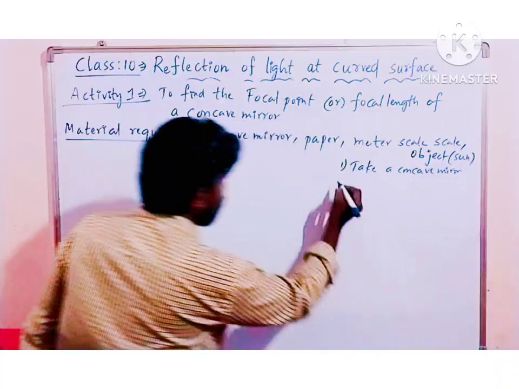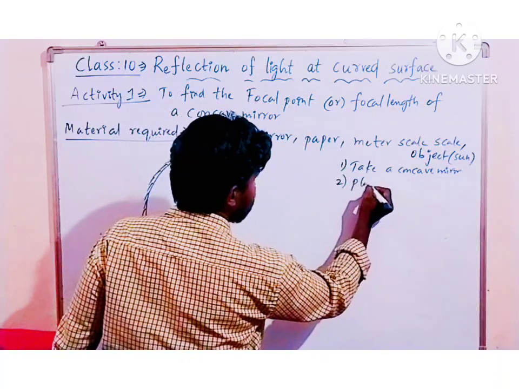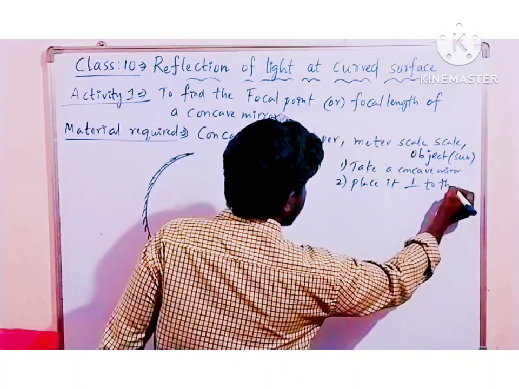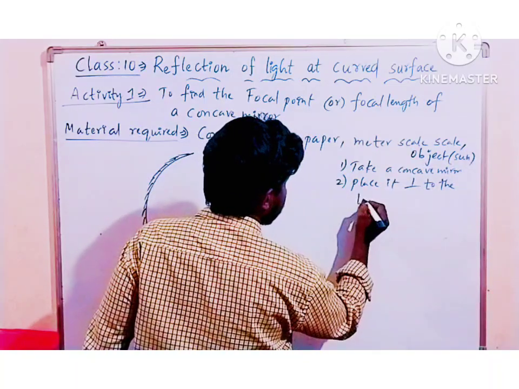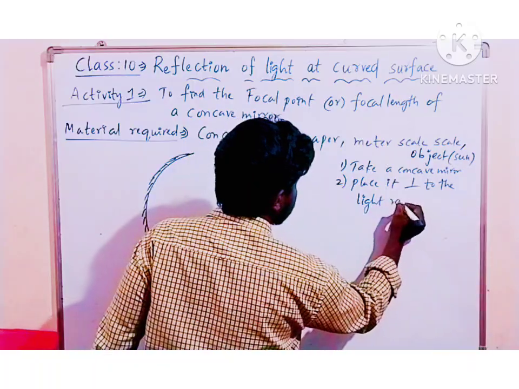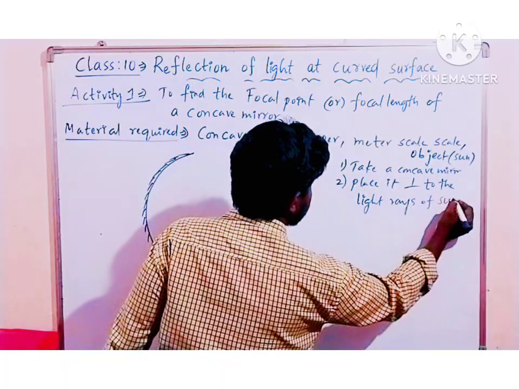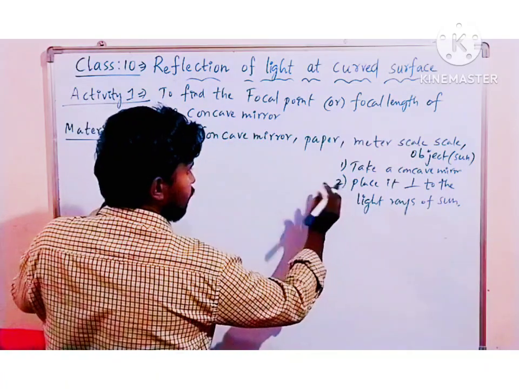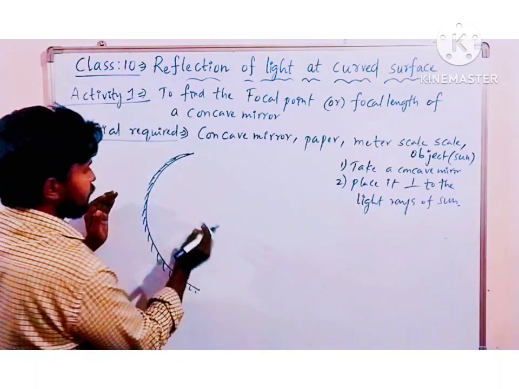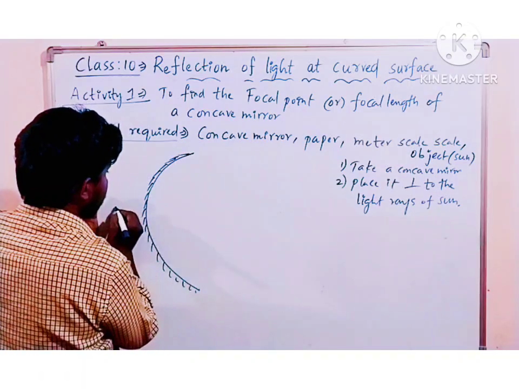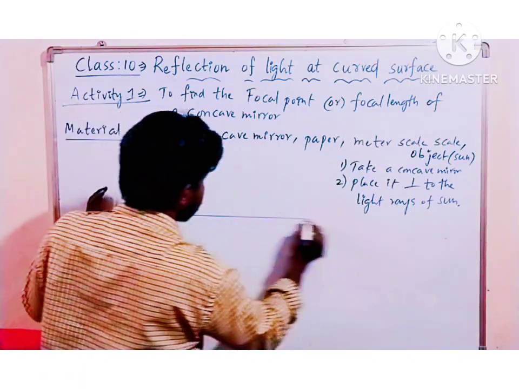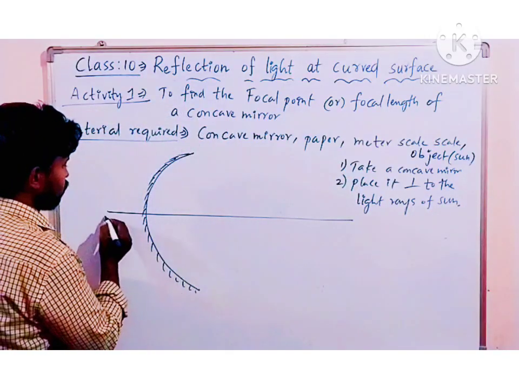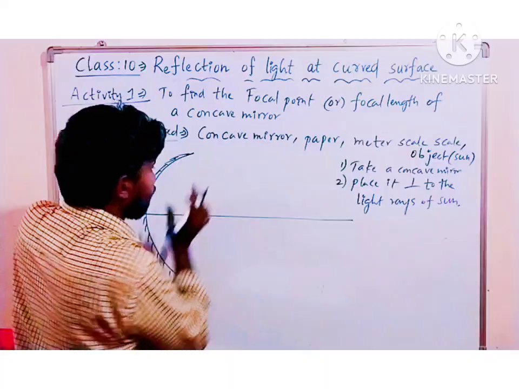Take a concave mirror. Place it perpendicular to the light rays of the sun. So this is a concave mirror. We have to place it perpendicular to the sun rays. Imagine this is the sun, the sun is here. For example, here, this is a meter scale. Now look here. The first thing is to take a concave mirror.